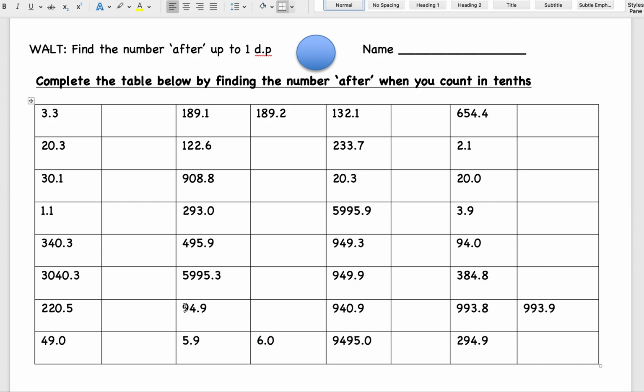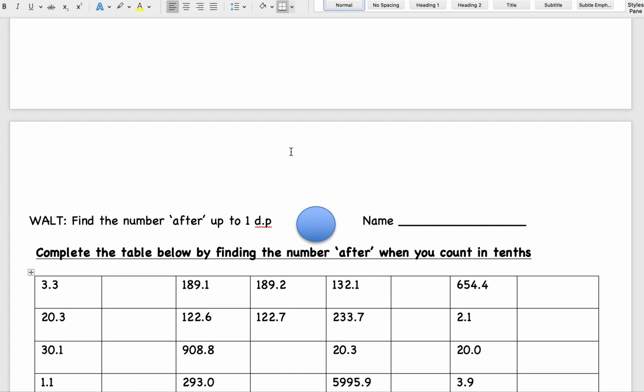Okay, you might find something similar here. 94.9 plus 1/10 will give you a whole number, and something similar in 1 or 2 other sums. For example, here, and down here as well. So be careful for those. Let's look at another example here. 122.6. You're finding the number after when you count in tenths. All you're doing is adding 1/10 in the tenths column. So 6/10 plus 1/10 becomes 7 tenths.